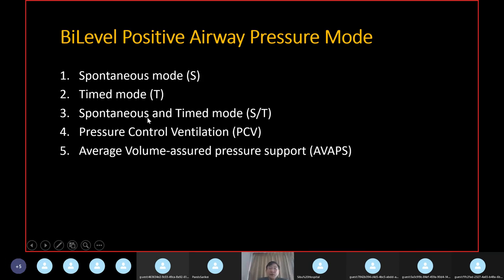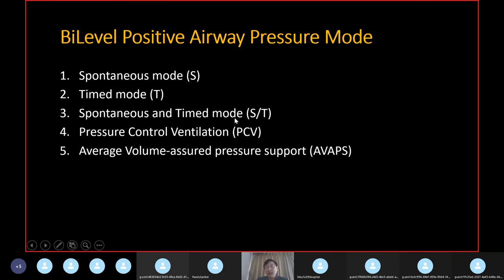So what is the difference between pressure control ventilation and the time mode, right? Similarly, with the time mode, you need to control the IPAP, the inspiratory pressure, expiratory pressure, inspiratory time, and also the rate. But the difference between pressure control ventilation and the time mode is that this can be synchronized, okay? If you set a rate of 20 breaths per minute, but the patient is breathing at, let's say, more than 30 breaths per minute, the machine will support up to 30 breaths per minute. It's more or less like an assist control mode in invasive ventilation, right? Whatever breaths the patient triggers can be supported by the same setting that you have asked the machine to deliver, okay? All right.